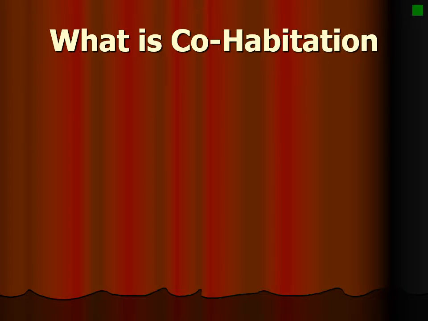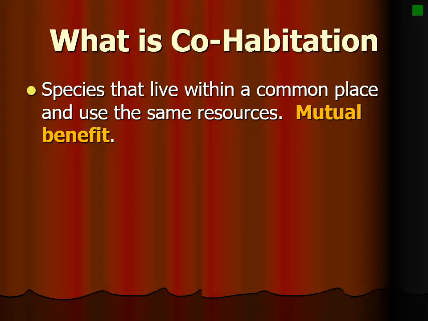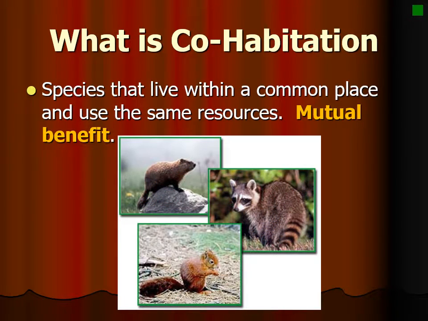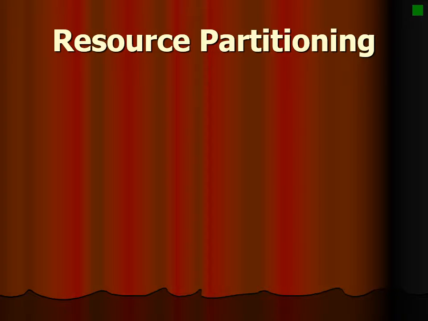So cohabitation. Cohabitation just means that species live within a common place and use the same resources. They figured out a way to use the same resources. For example, these organisms all use the same resource, but they figured out a way to coexist and gain access to the resources as well. Okay, this is a big term that you're going to have to know. Hint, hint, wink, wink, nudge, nudge. This is a big deal.